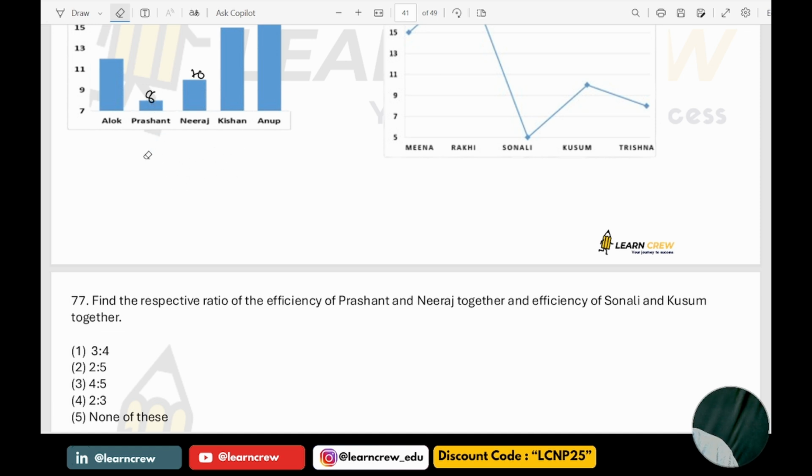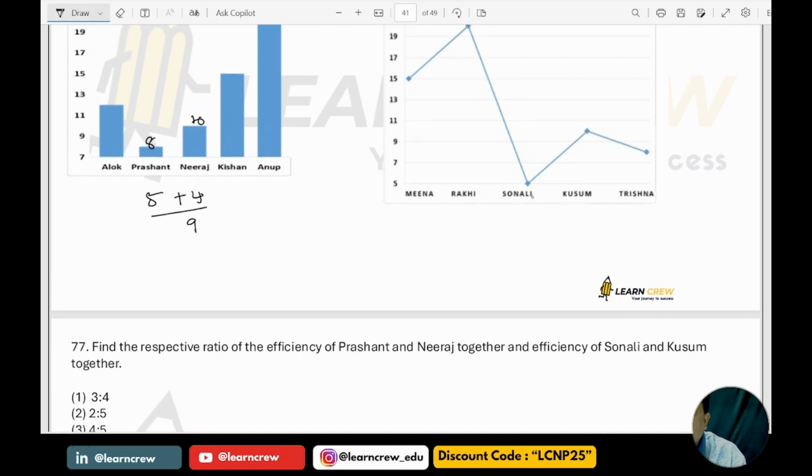In one day he can do 5. In one day he can do 4. 5 plus 4, here the efficiency is 9 if total work is 80. Similarly, Sonali and Kusum. Sonali 5 days and Kusum 10 days. 5 and 10, the LCM is 10. So work is 10. Sonali can do 5 days 10, one day 2, 10 days 10, one day 1.